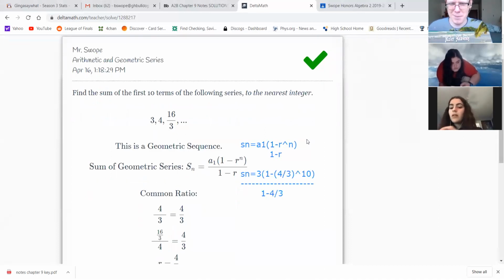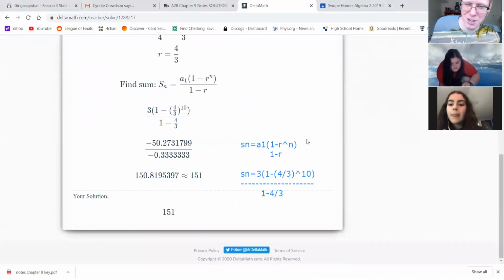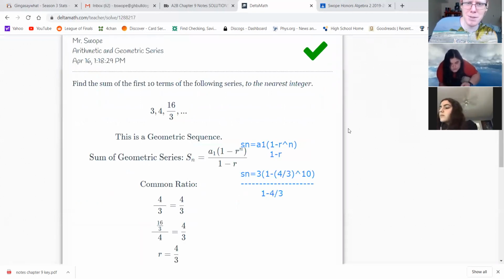Okay, so that's the idea. The geometric ones should actually not be as bad. It's the arithmetic ones that'll probably be a little bit trickier. But I'll stop this video.